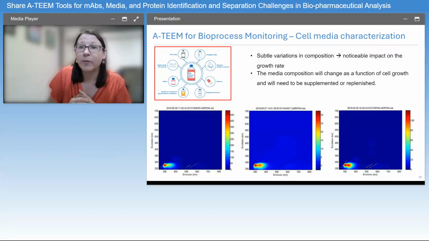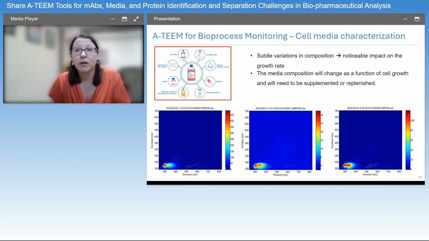Okay. For bioprocess monitoring, the variation in cell media is also very important. It has noticeable impact on cell growth rates. A-TEEM contour plots, such as the ones shown here, can also be sensitive to those variations, which is very useful. By using A-TEEM on cell media and growth feeders, whether you're putting in more glucose or vitamins, those decisions on whether they need to be replenished or supplemented can be made based on the indicators of cell growth. And you can track those through A-TEEM.